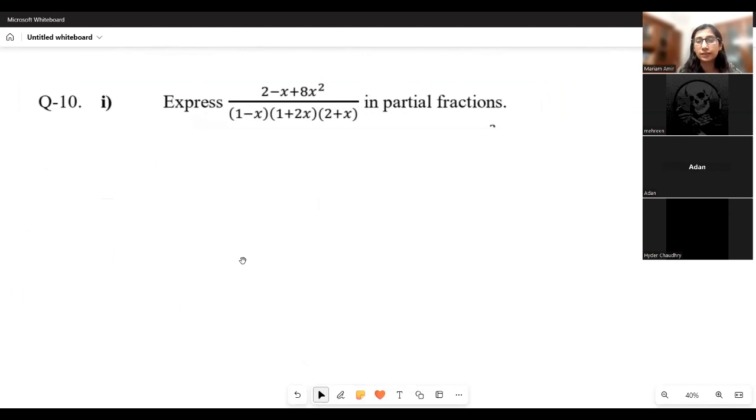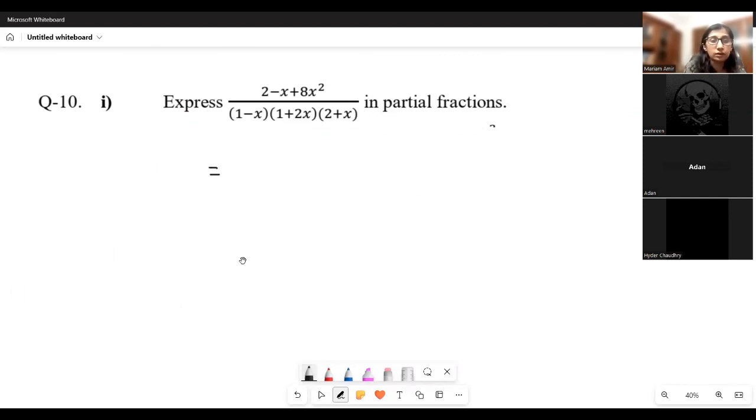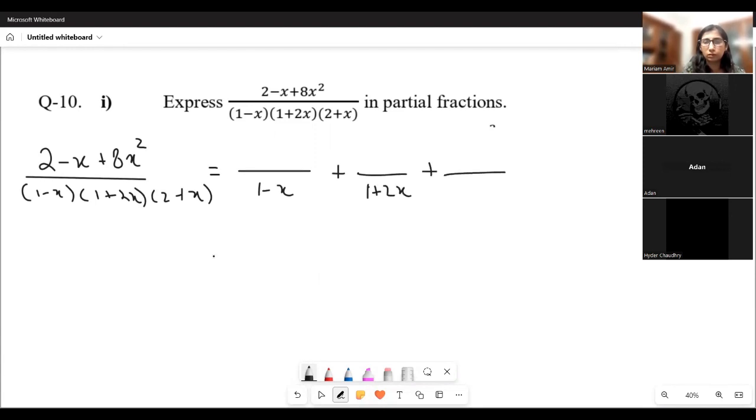Okay, so again, there are 3 linear factors in the denominator. None of them are being repeated. So we're going to use A, B, and C. (2 minus x plus 8x squared) upon (1 minus x)(1 plus 2x)(2 plus x). So A here, B here, and C here.